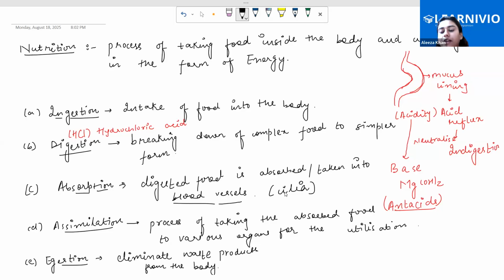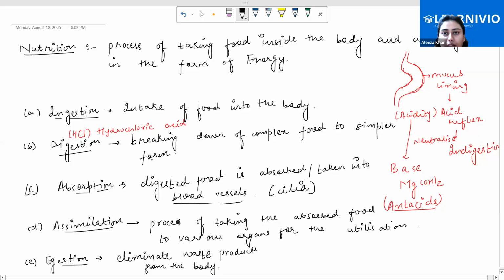Any doubt up till now, Shreya? No, ma'am. Ma'am, is it pronounced acid reflex or acid reflux? Reflux. Reflex is a different thing. Reflex is another term and reflux is another term.